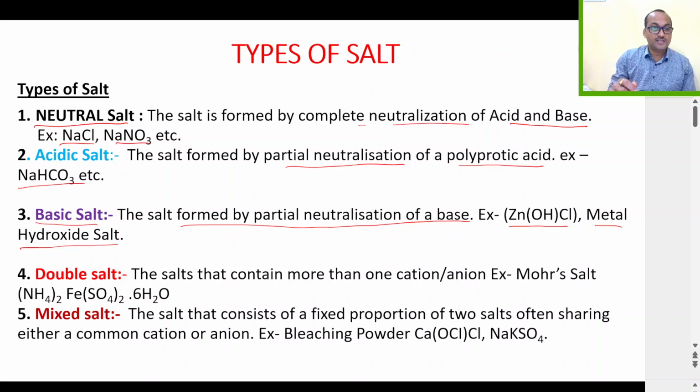Next type of salt is double salt. So the salt that contains more than one cation or anion. Example is Mohr's salt, (NH4)2Fe(SO4)2·6H2O. Similarly, the next category is mixed salt: the salt that contains a fixed proportion of two salts sharing either a common cation or anion. Example is bleaching powder, Ca(OCl)Cl, or sodium potassium sulfate.